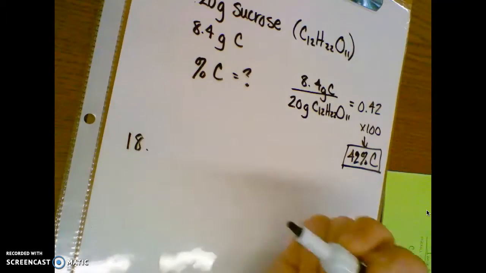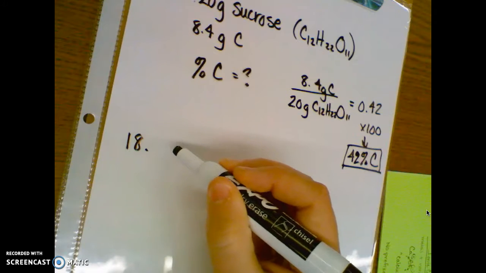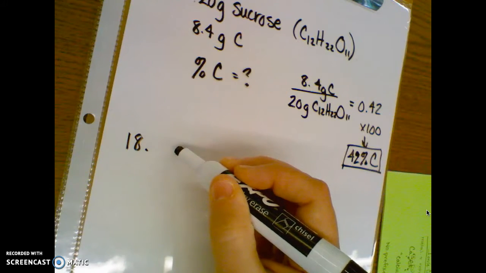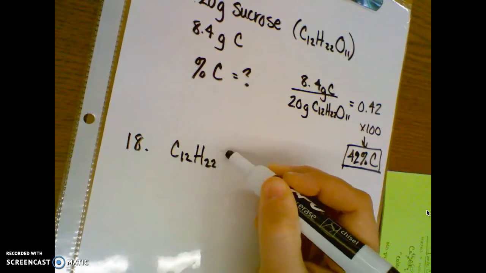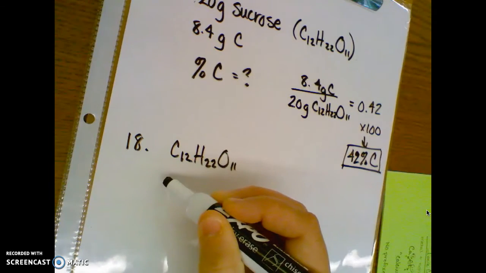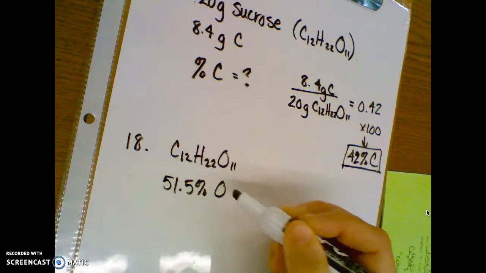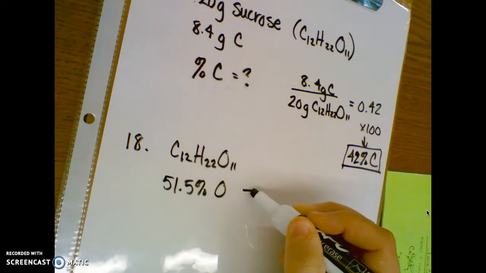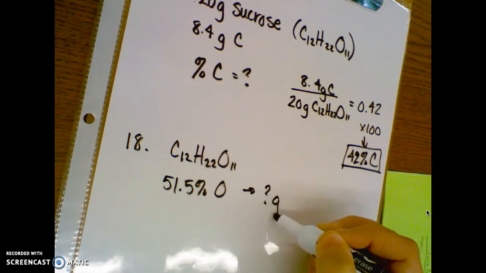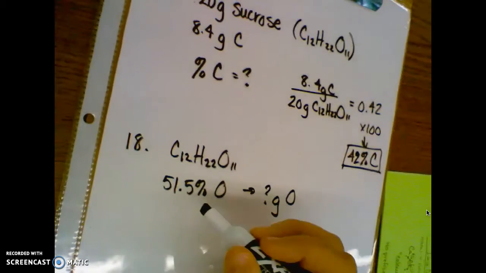Now number 18 is a similar problem. Here we are still looking at sucrose, so I'm just writing down the chemical equation for sucrose. So now we have a percentage of 51.5% oxygen, and we want to know how much is that in grams of oxygen.